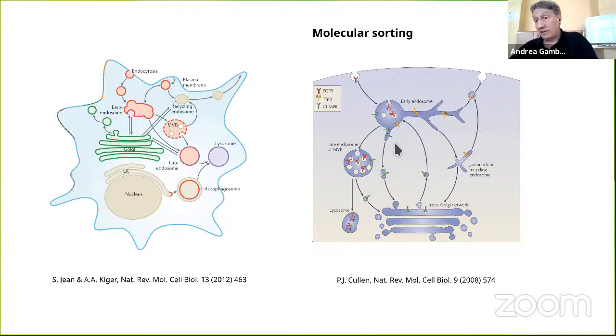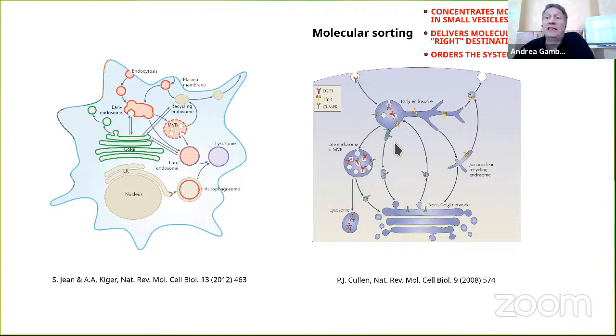So you have this process, this molecular sorting. It concentrates molecules in small vesicles. The vesicles are delivered to the right destinations. And this way, the order is maintained in the system. And of course, I think a natural question arises. So how are these enriched vesicles generated in the first place?